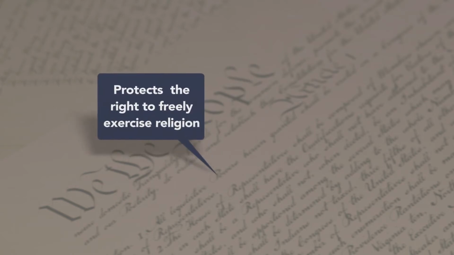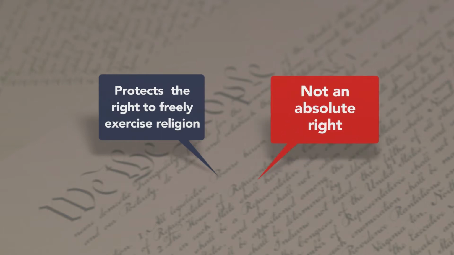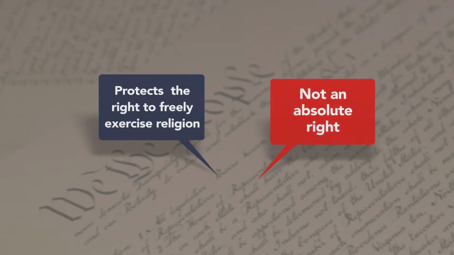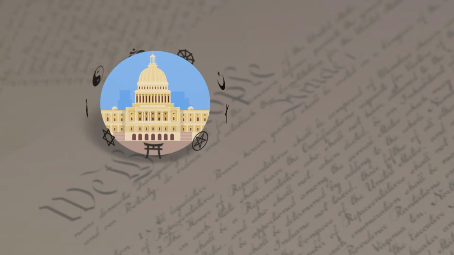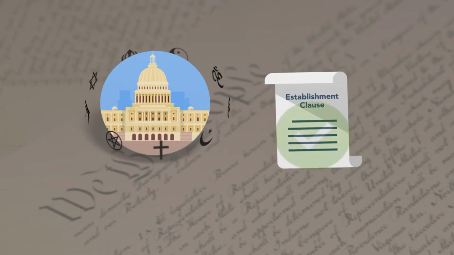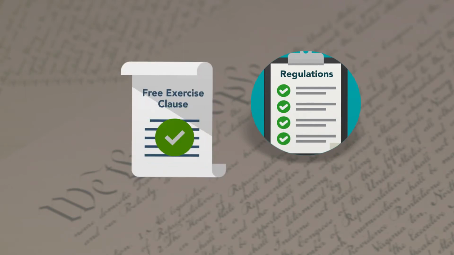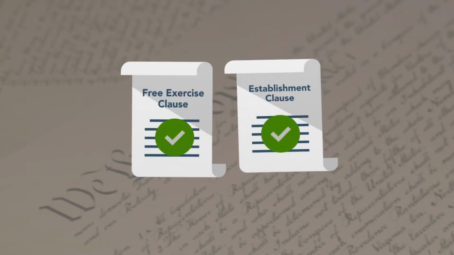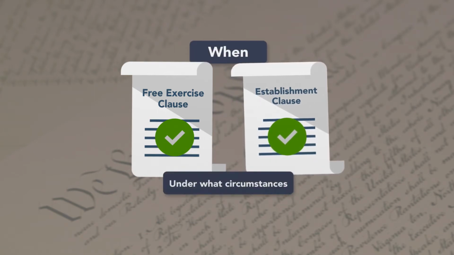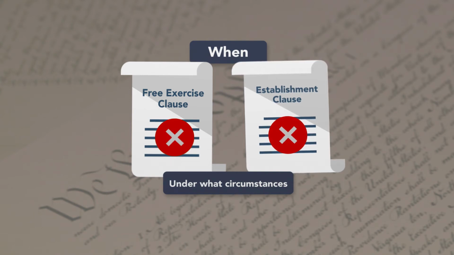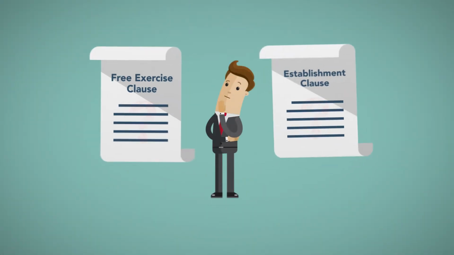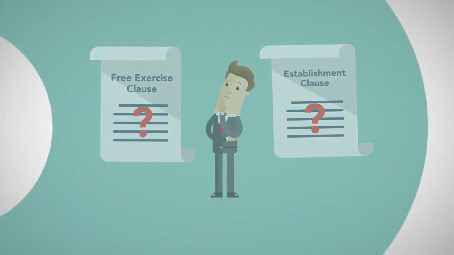As a threshold matter, although the Constitution protects the right to freely exercise religion through both the Establishment and Free Exercise Clauses, this right is not absolute. For example, in some circumstances, the government may observe or acknowledge religious practices without violating the Establishment Clause or regulate religious practices without violating the Free Exercise Clause. The critical question concerns when and under what circumstances a particular law or government action will violate either clause. To answer this question, we first have to consider the purposes underlying both clauses.